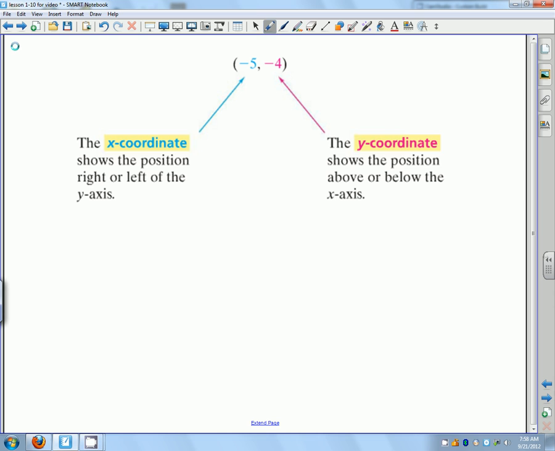All right, so this I want you to make sure you write down too. You can write down any ordered pair you'd like, but just make sure that you know that this is the x coordinate. It shows the position right or left of the y-axis, and this is the y coordinate. It shows the position above or below the x-axis. So just make sure you have both of those in your notes.